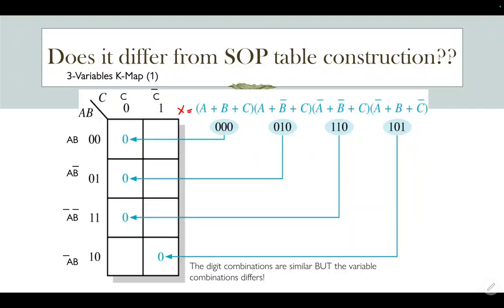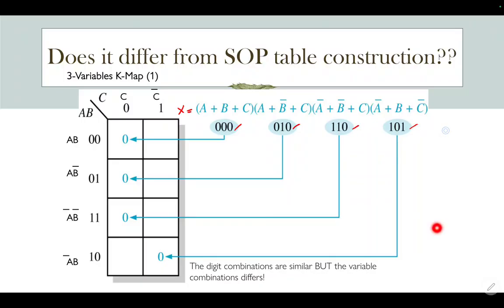So A plus B plus C is 0, 0, 0. A plus B bar plus C is 0, 1, 0. A bar plus B bar plus C is 1, 1, 0. A bar plus B plus C bar is 1, 0, 1.